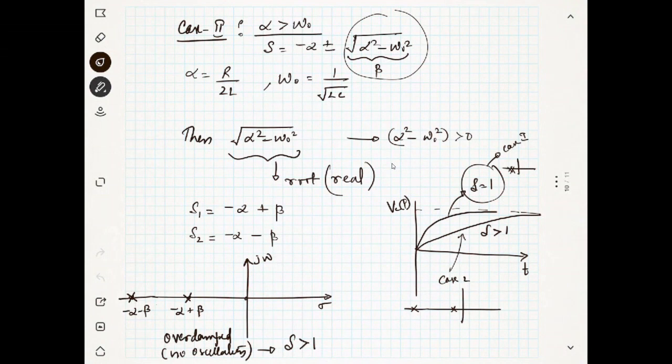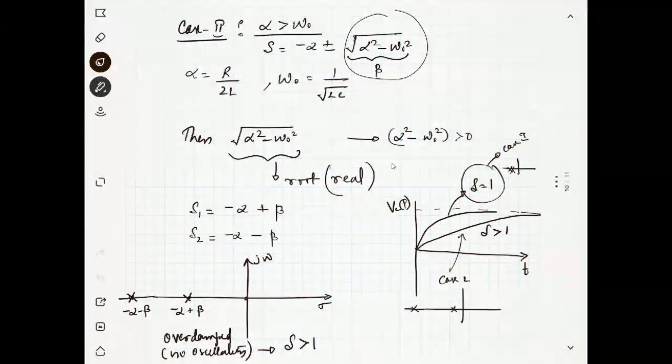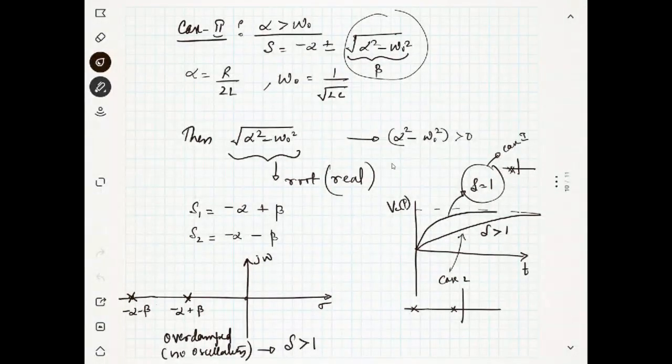Yes, there is an important concept. Don't forget this one. If there is a pole which is real, a real pole actually gives you an idea about the time constant of the system.